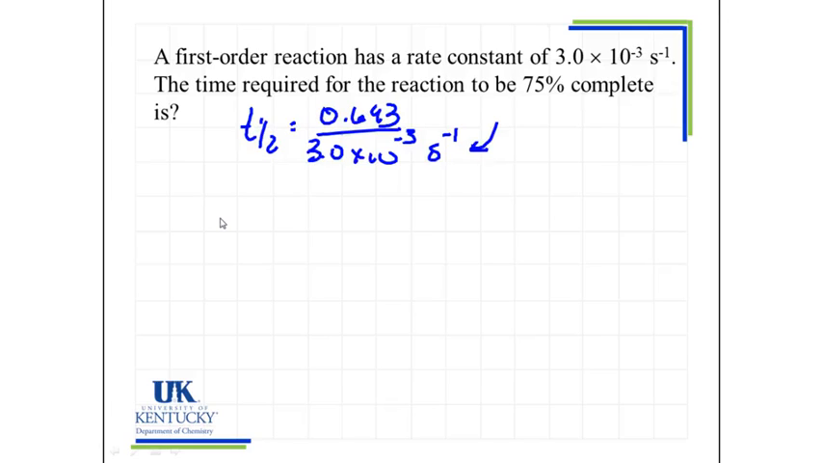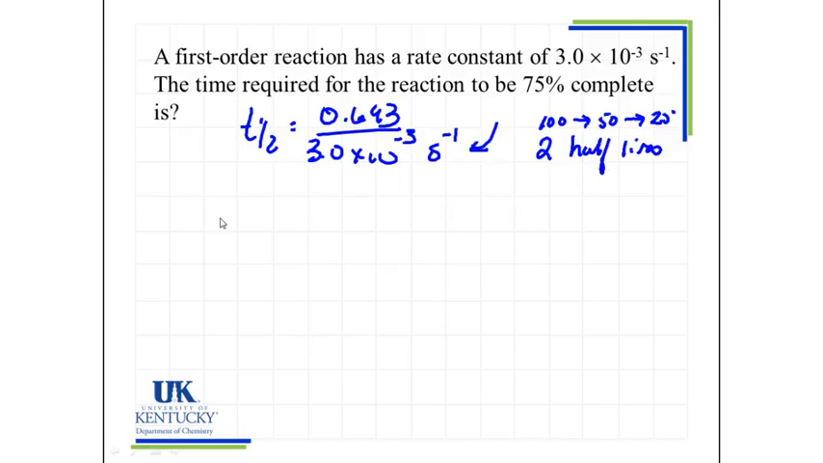Now let's think about this. We want to know the time required for the reaction to be 75% complete. What happens after the first half-life? First half-life, it goes from 100% there to 50% there. And then it's going to go from 50% there to 25% there. That's cutting it in half again. That would be 75% complete. So this is asking how much time is it going to take to go through 2 half-lives.